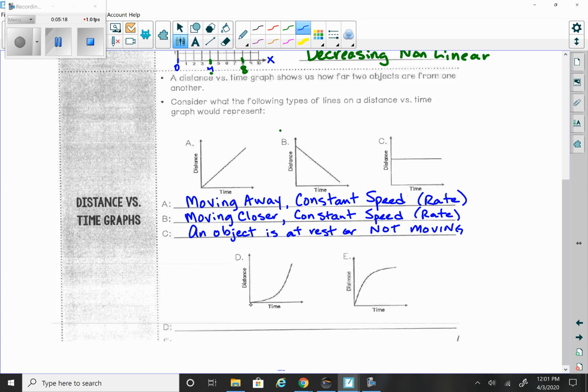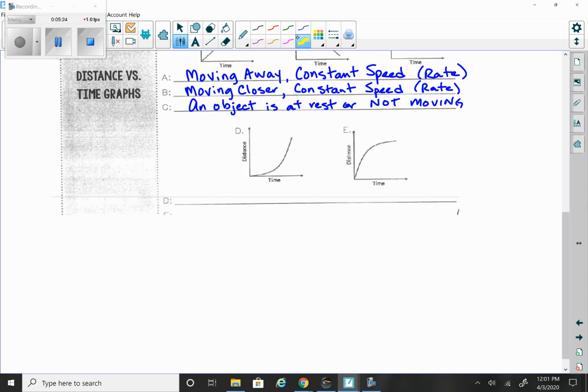Down here in letter D, I can see that, sure, my line is going up, it's increasing, but this time it's curved, it's not linear. So in this one, we are moving away again, just like in A, because our distance is going up. We're moving further away from something, but we're moving at an increasing speed or increasing rate. So they're going faster and faster as they go. Right? So again, we're moving away at an increasing rate or speed.